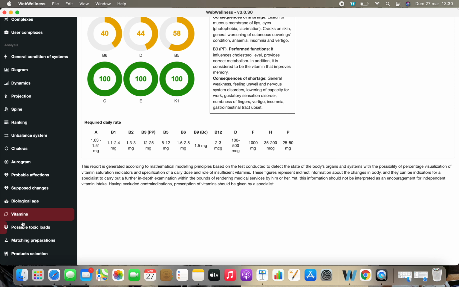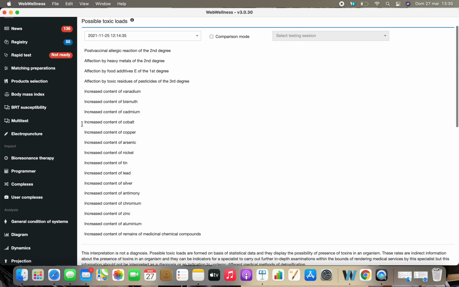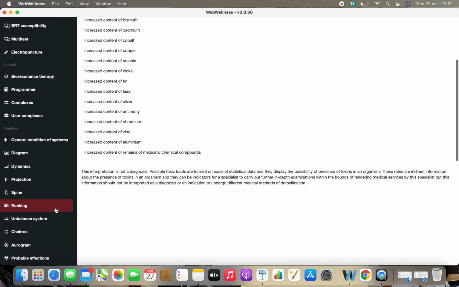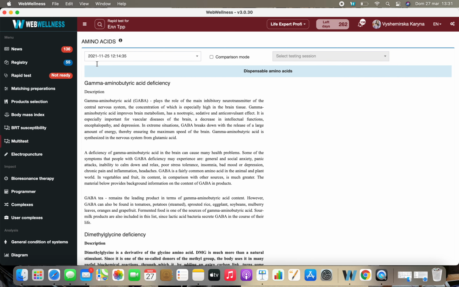Let's go further. Possible toxic loads, also nothing difficult here. You just need to read what is shown here, and this is what the system finds that can be a possible toxic load due to the results of a test. The next one is matching preparation. We have a separate video about it, as well as for product selection test, because this is a different test.